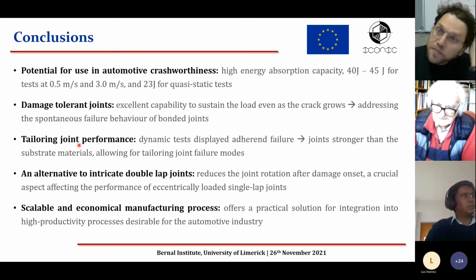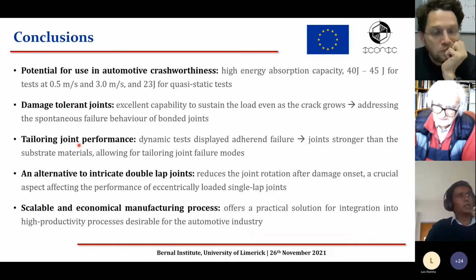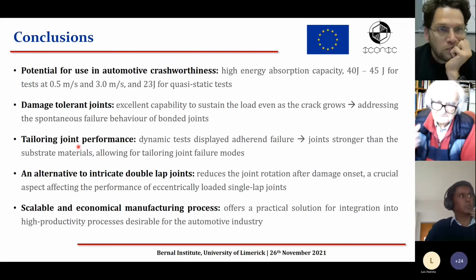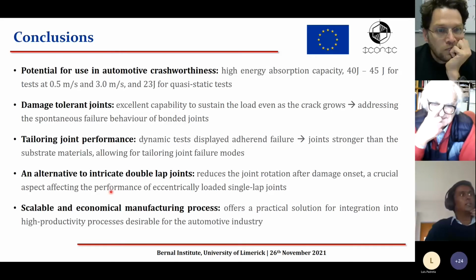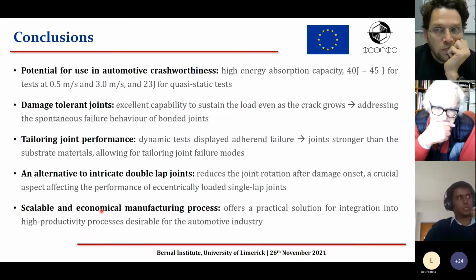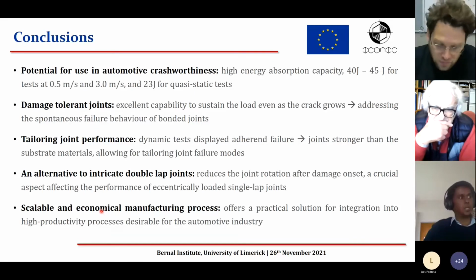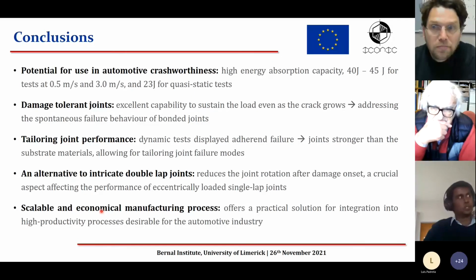We would even be able to tailor the joint performance because in a few cases we have seen that the joints are stronger than the substrate material itself, and this can even be an alternative to intricate double lap joints, which are predominantly used in the aerospace industry. And we also propose a scalable and economical manufacturing process that suits the high productivity requirements of the automotive industry.